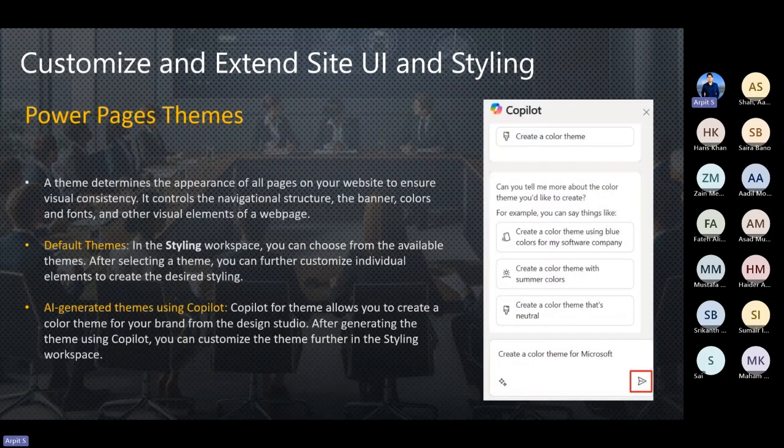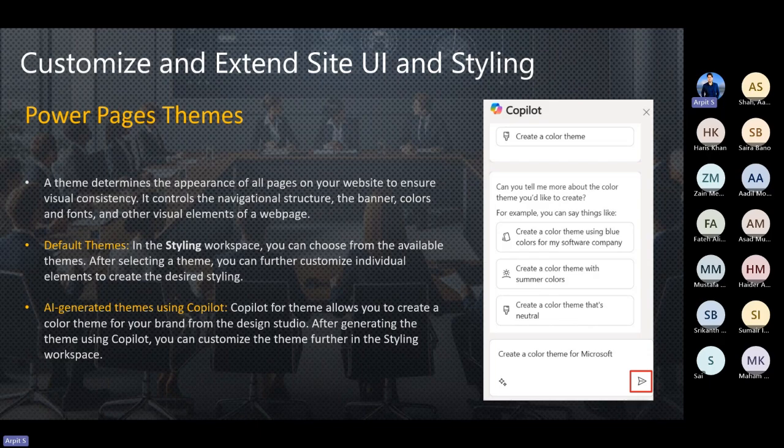The second option is themes. Basically the theme determines the appearance of all the pages on your website, and it covers everything: all the components like the banner, the colors, the fonts, and all the visual elements you see on the portal. Now, if you have to change the look and feel of your whole Power Pages website using the theme, then you have two options.